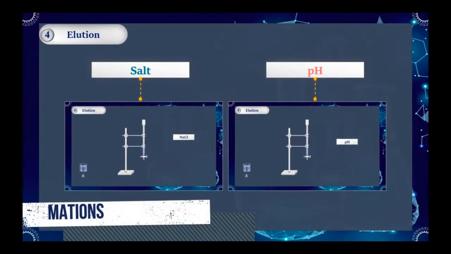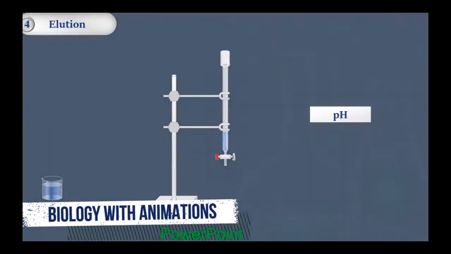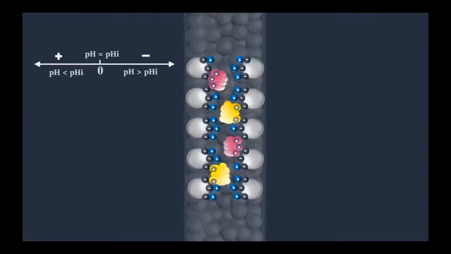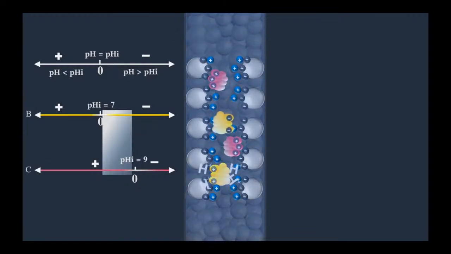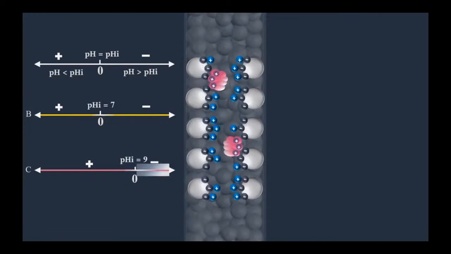Also, varying the pH of the buffer can be used to effect a separation, and to elute the retained proteins. As we saw, the pHi of protein B is equal to 7, and the pHi of protein C is equal to 9. So if we add a buffer with pH above the isoelectric point of protein B, and below the isoelectric point of protein C, protein B will become negatively charged, and can then be eluted. Protein C is still charged positively, consequently, still retained. Next, protein C can be eluted if we apply a buffer with pH above its isoelectric point. So, it becomes negatively charged, and it will pass through the column.